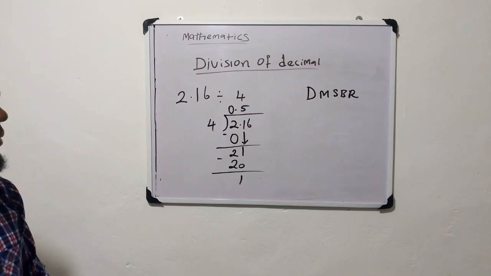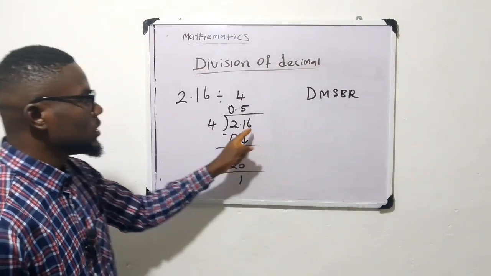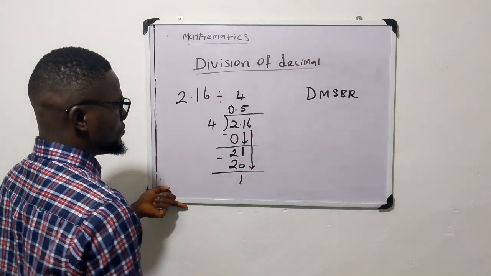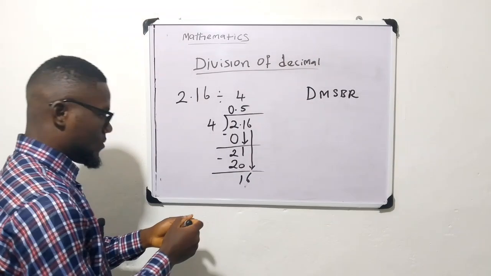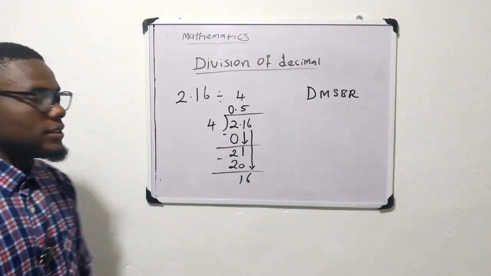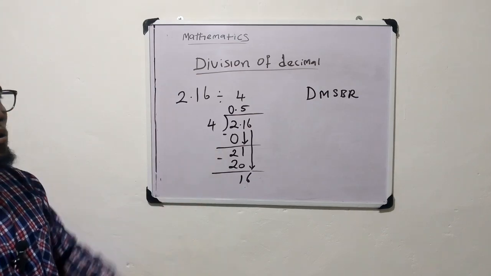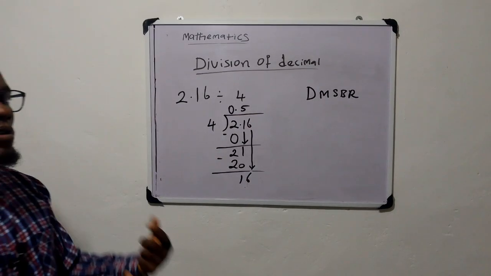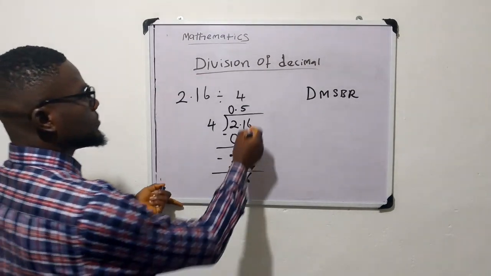So what are we going to do now? Afterward, we are done with subtraction. We have to bring down this 6. All right. Now we are asked to divide 16 by 4. So that is to say, how many 4 are in 16? We know that 4 times 4 will give us 16. So we have to write 4 here.